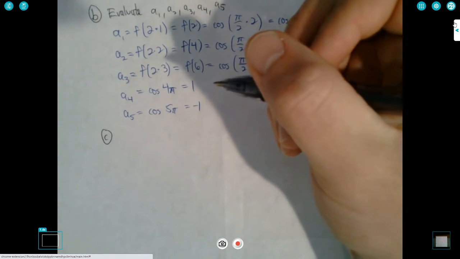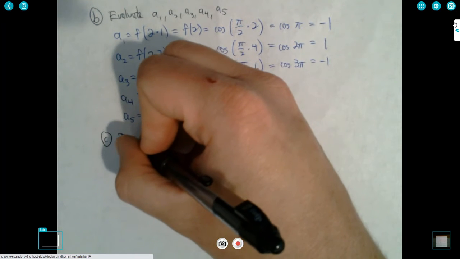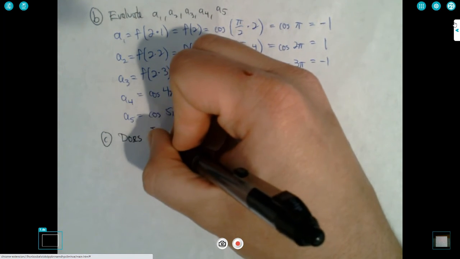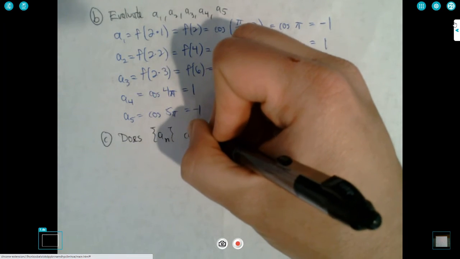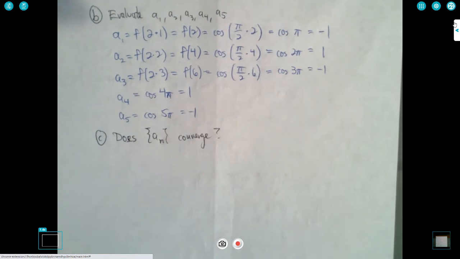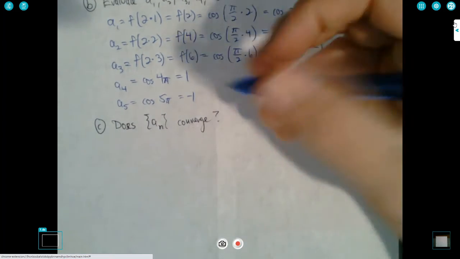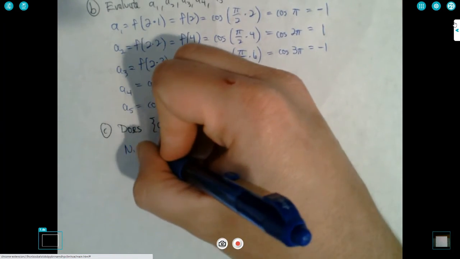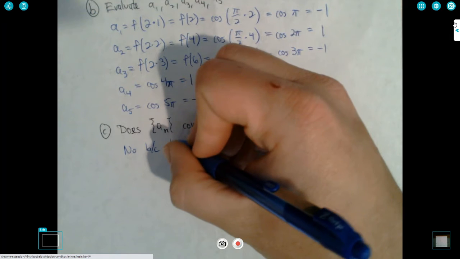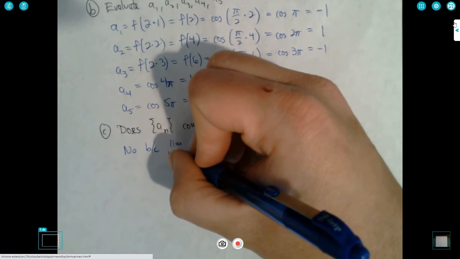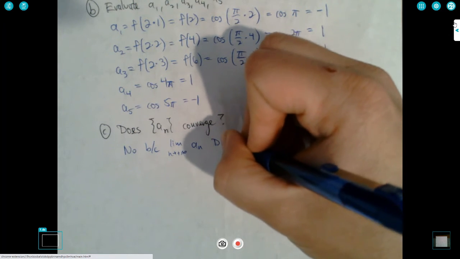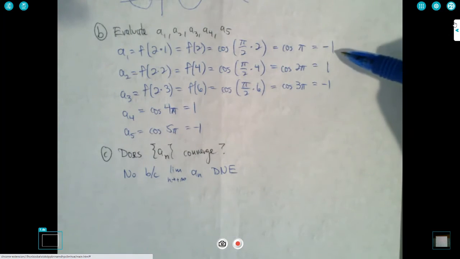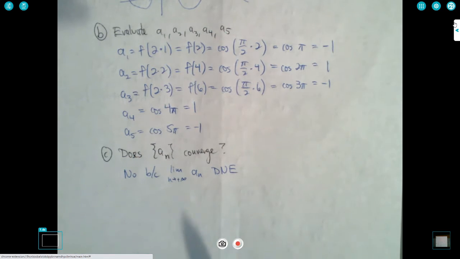So then part C asks us, does a sub n converge? And the answer is no, because the limit as n approaches infinity of a sub n does not exist. Since it's just alternating between -1 and +1, the limit doesn't exist.